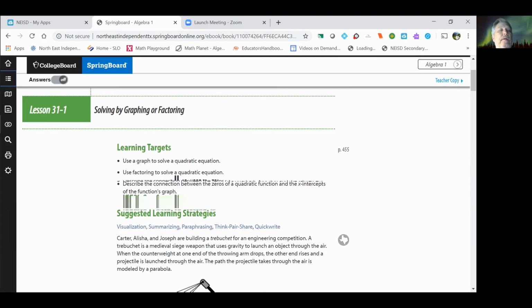Hi guys, today we're going to do lesson 31-1, solving by graphing or factoring. Our learning targets: we're going to use a graph to solve a quadratic equation. We're going to use factoring to solve a quadratic equation and describe the connection between the zeros of a quadratic function and the x-intercepts of the function's graph.